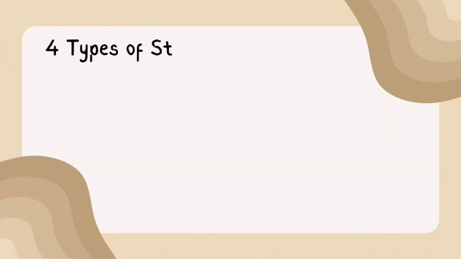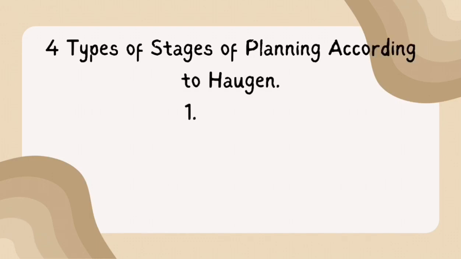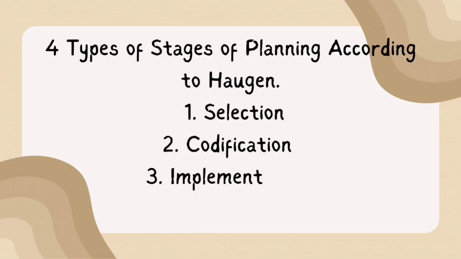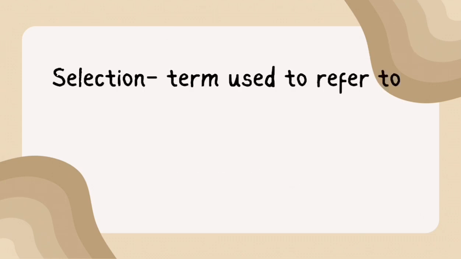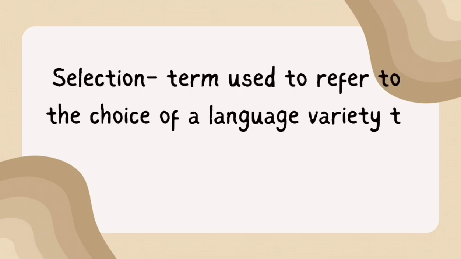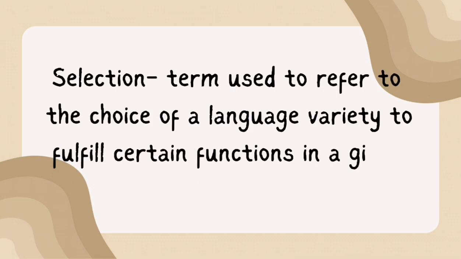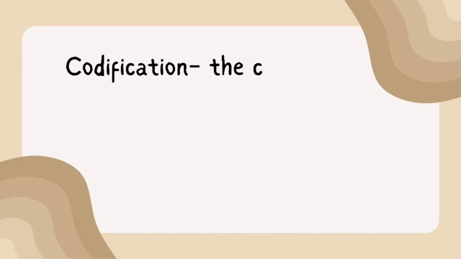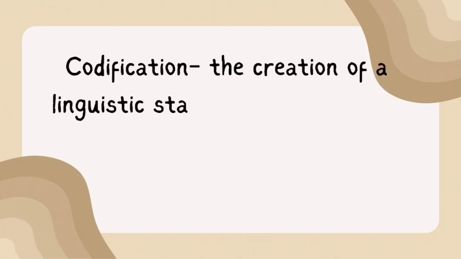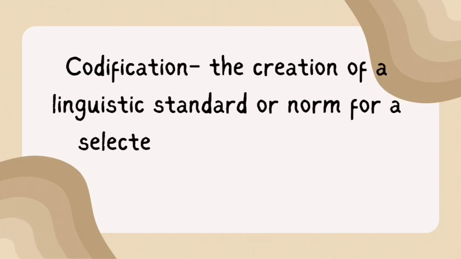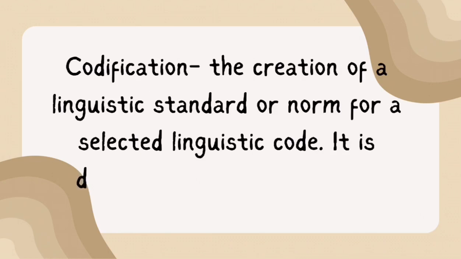There are four types of stages of planning according to Hogan. The first one is selection, second is codification, third is implementation, and the fourth one is elaboration. Selection is the term used to refer to the choice of a language variety to fulfill certain functions in a given society. The second one is codification, the creation of a linguistic standard or norm for a selected linguistic code.